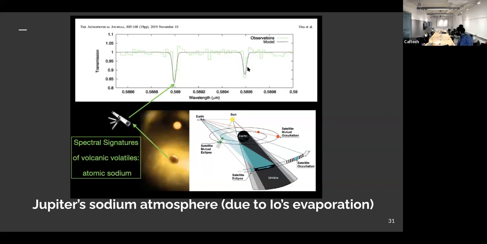You can see the familiar sodium doublet here. And in our paper, we showed that this was very plausibly from Io. Although one could have bombardment from comets over time, it seems obvious with Io just next door.